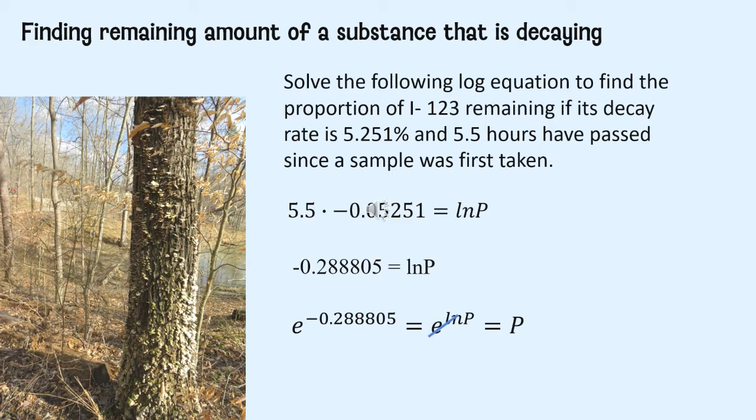variable p. So then p is equal to e to the negative 0.28805, and we can probably approximate that number, giving us an estimate of the proportion of this element that is remaining. E to the negative 0.28805 is approximately 0.7492, and you can also interpret that as 74.92%. So after 5.5 hours, approximately 75% or 74.92% of this element remains.